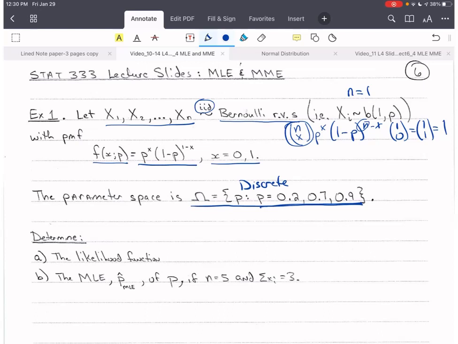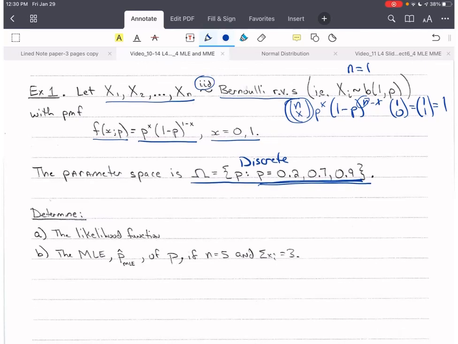So the parameter space, again, we're limiting it to 0.2, 0.7, 0.9. The first part of this example is to find the likelihood function. So for A, L of p is a function of p. And since these are IID, which is, I think, the only case we're going to deal with in this course, because usually it's a more advanced course when we don't consider it a random sample or independent observations, this makes it easy.